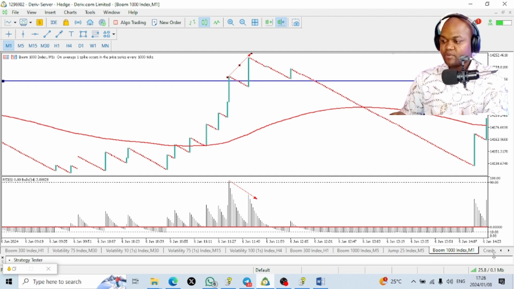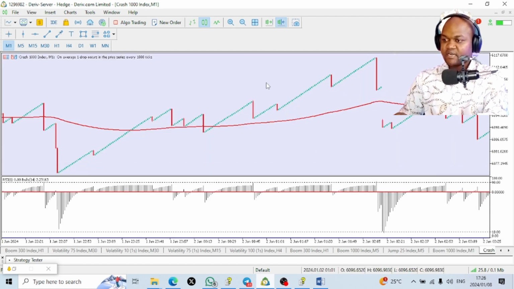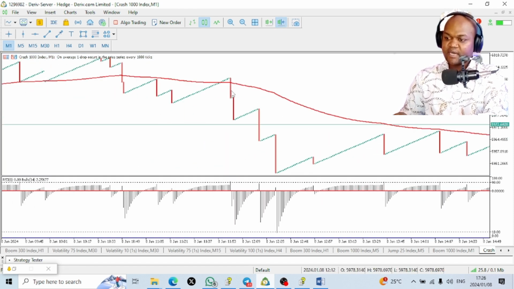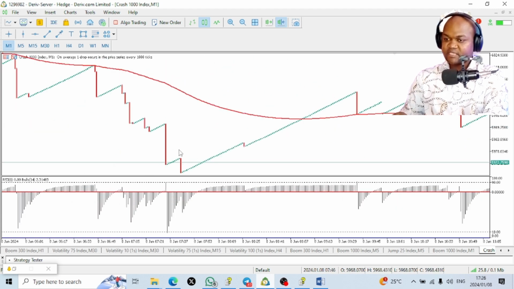So let's quickly look at how we can use the strategy in crash. So let's quickly go to crash and check how we're going to do it. So we still have the same setup. Then we're identifying divergences. We're only trading divergences. So let's look for where we had divergence.